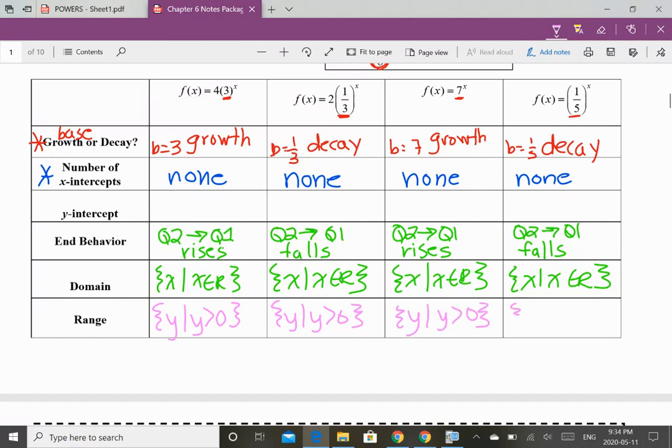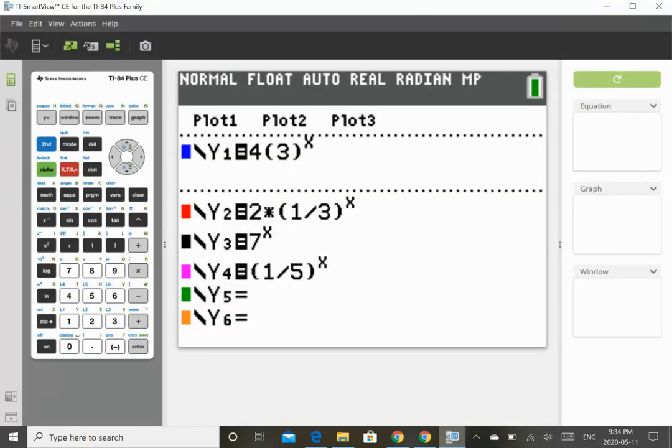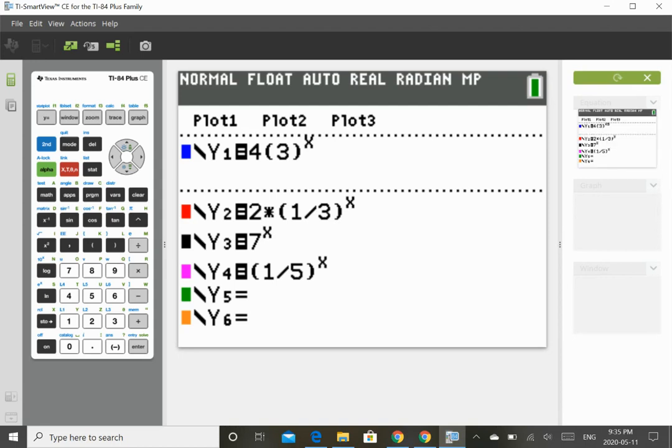Our range is going to be the same because no matter the a, no matter the b, those are all going to have the same characteristics. Now I'm going to prove it to you. So what we're going to do is go to our calculator, and I've already put these 4 functions in there. So 4 times 3 to the power of x, 2 times 1/3 to the power of x, 7 to the power of x, and 1/5 to the power of x.